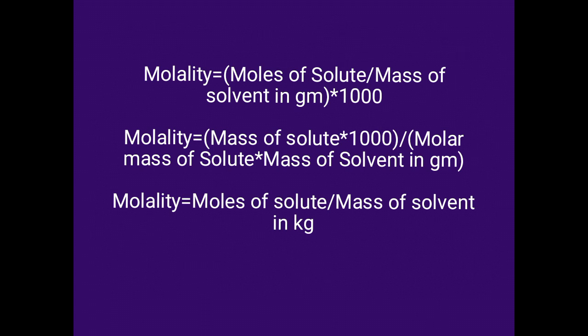Students, I have written 3 formulas for you here. First see the third formula. This is the actual formula, that molality is equivalent to moles of solute upon mass of solvent in kilograms. If the mass of solvent is given in grams, then what will you do? Then molality will become moles of solute upon mass of solvent in grams multiplied by 1000. In that case we will multiply by 1000, because this mass of solvent is in grams. So moles of solute into 1000 upon mass of solvent in grams. Clear?